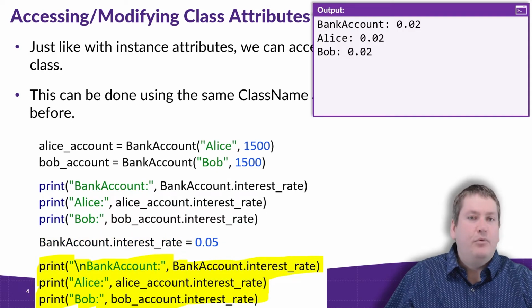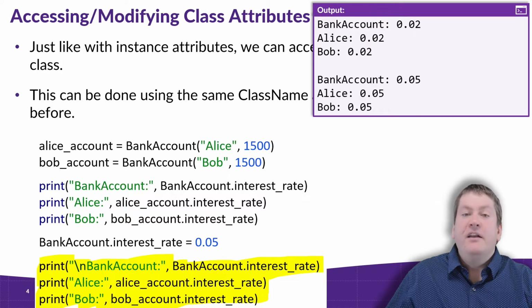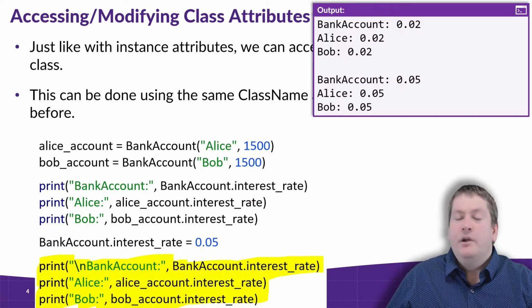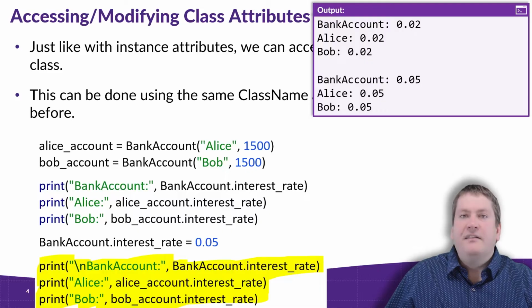These are the exact same print lines. I think we just have an extra line break. And the output we're going to get is going to show that the value of interest rate was updated for all instances. So it's updated for the class attribute, which we're accessing directly, and it was also updated for both Alice and Bob. So this can be very useful in cases like this, where we have some sort of value that is common to all of the different instances, and it might need to be updated occasionally.